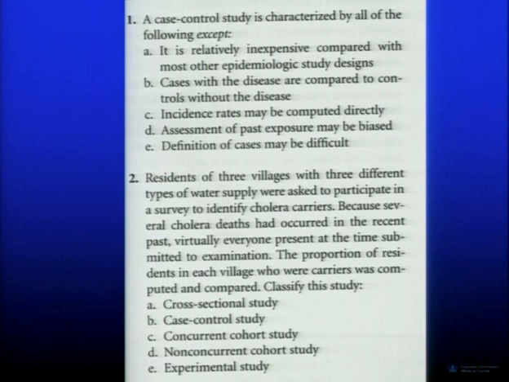So now you have residents of 3 villages, I think this might have been on your midterm, with different types of water supply who were asked to participate in a survey to identify cholera carriers because several cholera deaths had occurred in the recent past. Virtually everyone present at the time submitted to examination. The proportion of residents in each village who were carriers were computed and compared. Classify this study. A, cross-sectional, right? At the same time, you're asking about disease and your village water supply. So exposure, disease, same exact time is your cross-sectional study.